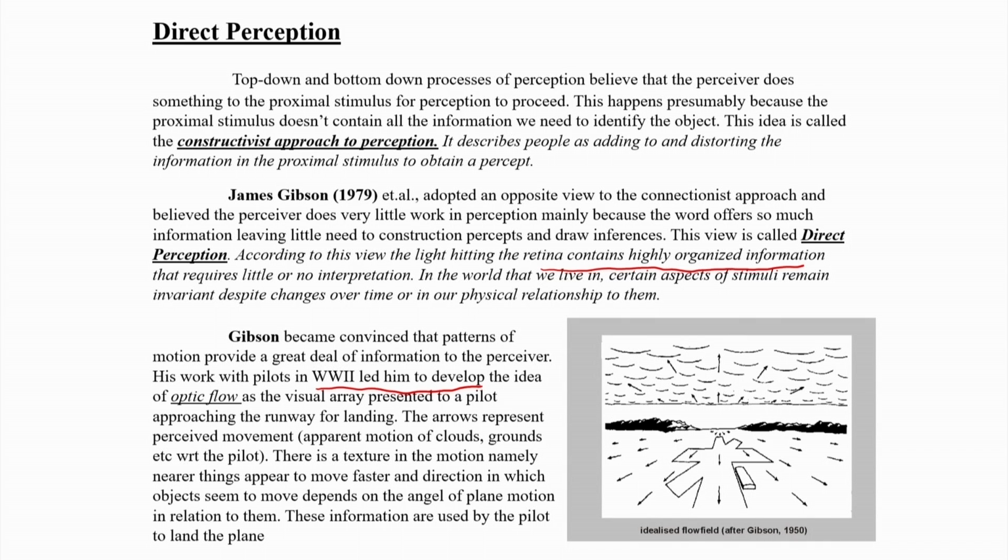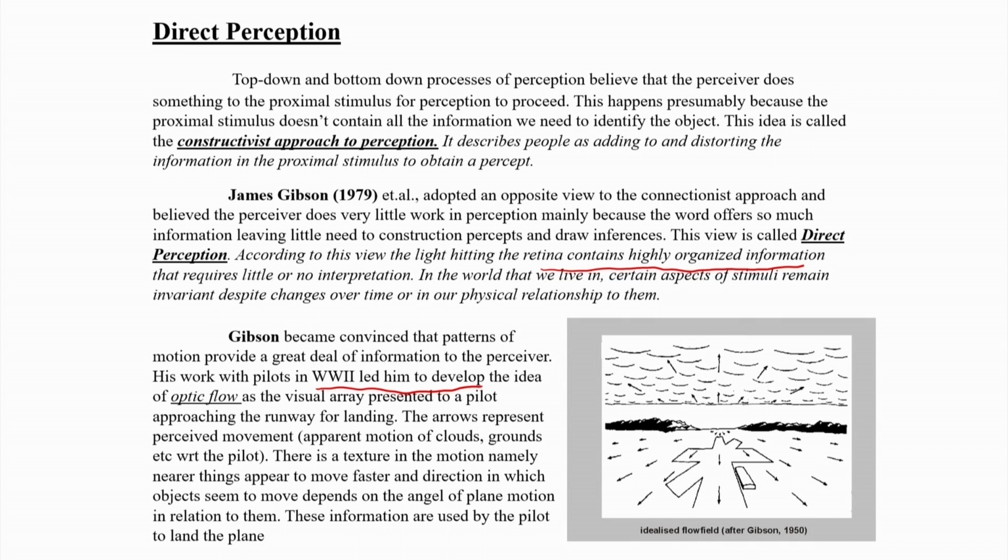And so, Gibson proposed the idea of optic flows, or visual arrays. As you can see here, this is the pilot who is landing, and just before landing, he sees all this information about texture, structure, and relative speed. For example, things closer to the pilot move at higher speeds than things far away, and this information is enough for him to land a plane.